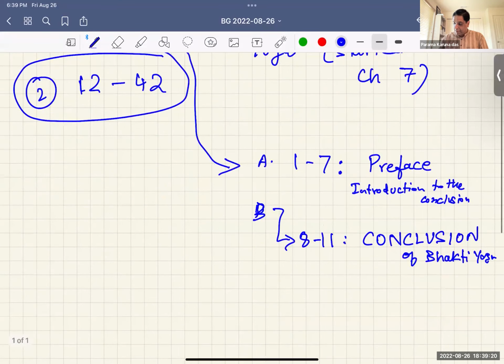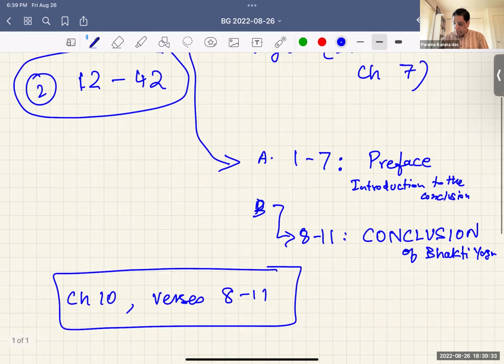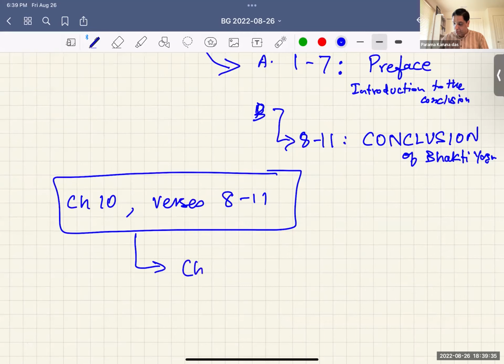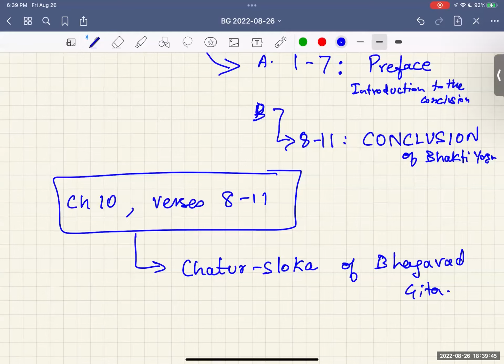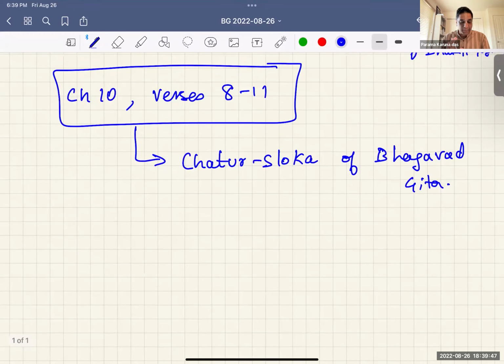And this 8 to 11, chapter 10, verses 8 to 11, are extremely important. These are known as the chaturshloka of Bhagavad Gita, which means that the entire summary of Bhagavad Gita, the whole essence of the Bhakti Yoga, is available in these 4 verses.